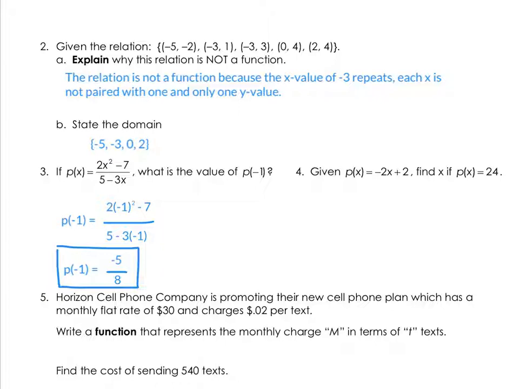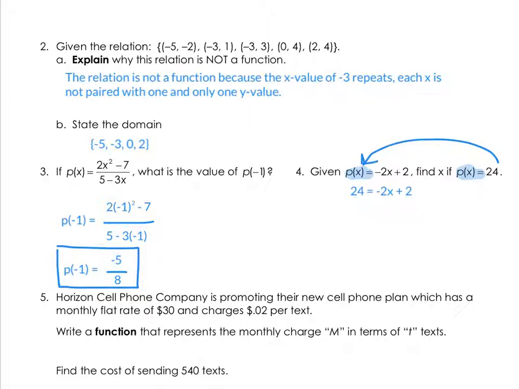Okay, the next one's a little bit different because it says given p of x equals negative 2x plus 2, find x if p of x equals 24. So remember that when we see that p of x, that is a fancy way of saying y equals. So I'm going to substitute that value in place of my y. So the 24 needs to go in place of y.